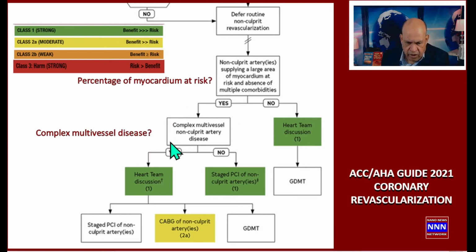If there are complex multivessel non-culprit arteries, then it has to be discussed with the heart team, and either we can attempt a staged PCI or send this patient for coronary artery bypass surgery. But if the lesions are not multivessel, then staged PCI of the culprit artery may be considered. Anytime we need to consider the heart team and also practice guideline-directed medical treatment.